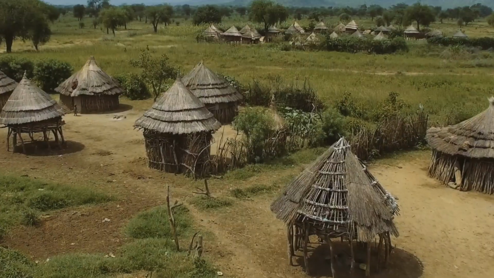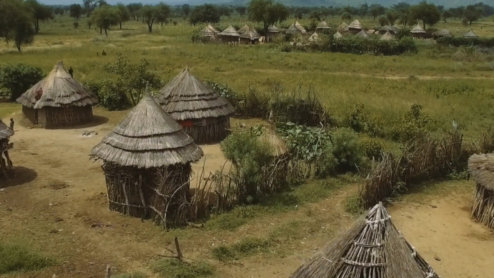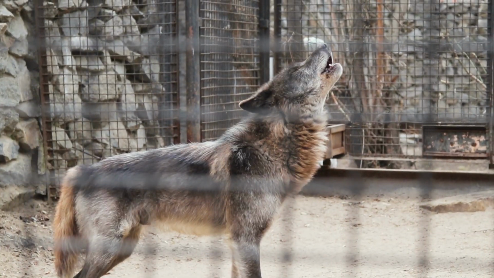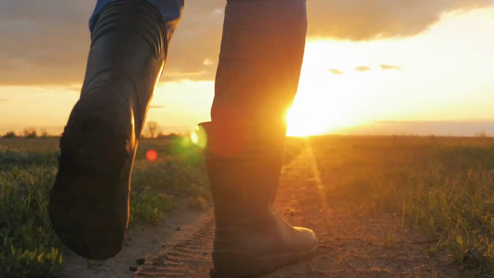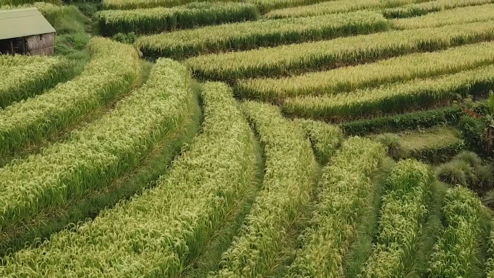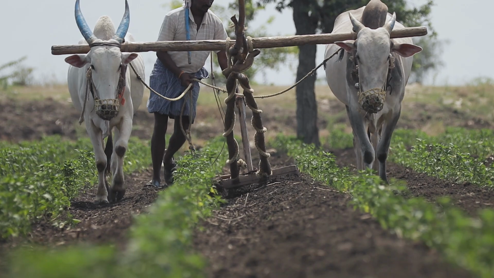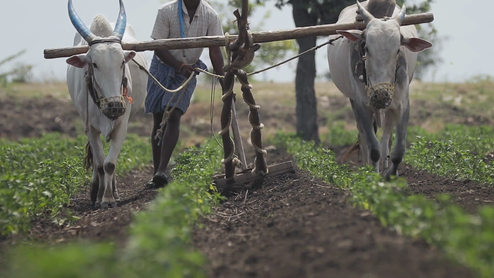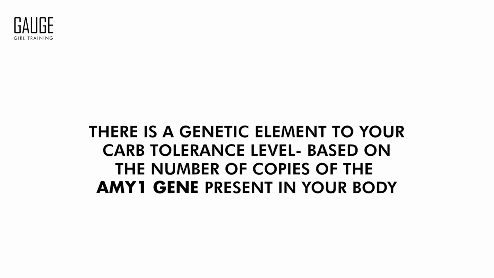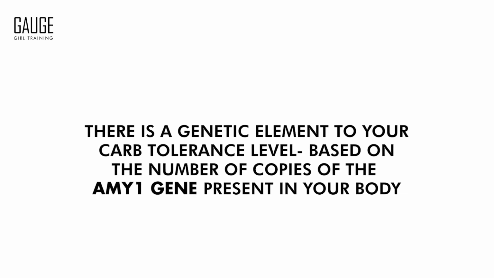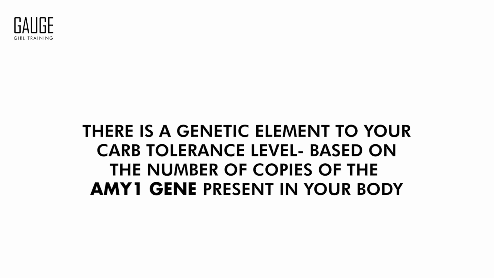So specifically, researchers have found a direct correlation between the number of AMY1 copies and how long ago a person's ancestors transitioned from hunter-gatherers to agricultural-based societies. So agricultural societies, such as Asian farming societies, have evolved to have more copies of the AMY1 gene and thus higher carb tolerance levels. So that's maybe why Filipinos have much higher carb tolerance, because our family has just eaten so much dang rice. It is very interesting to know that there is a genetic element to your carb tolerance level, and it is based on the number of copies of the AMY1 gene present in your body.